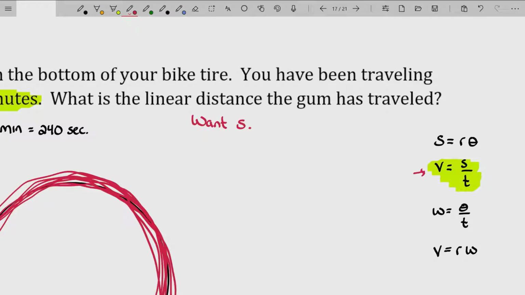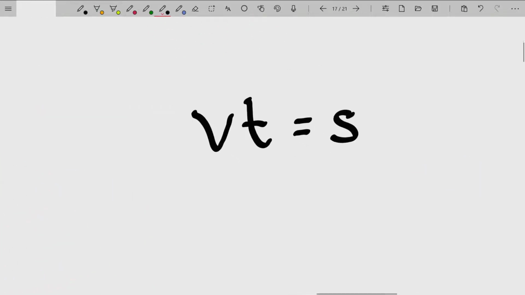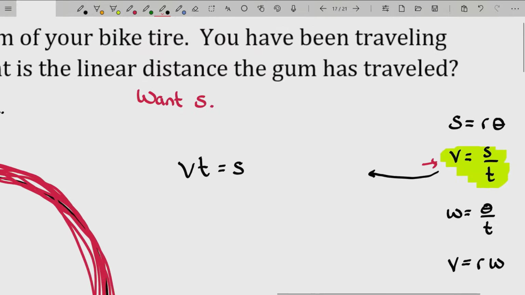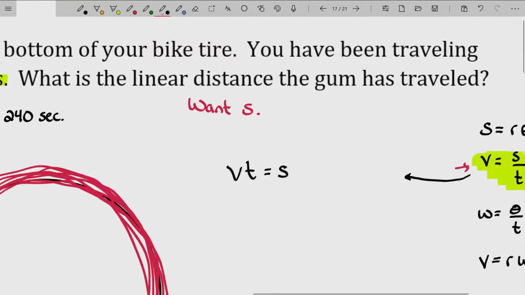We're going to multiply both sides by t. Let me grab that formula and I'll move it out here, and I'll just say then that implies vt is equal to s. This is not a second formula you have to memorize, because you can always derive it just from this. So don't bother memorizing it.